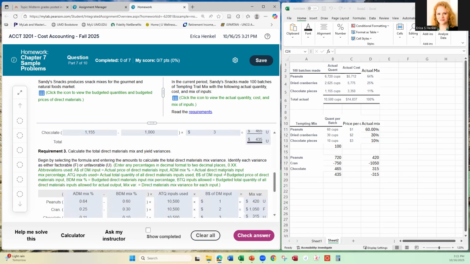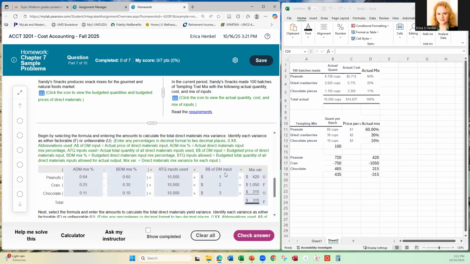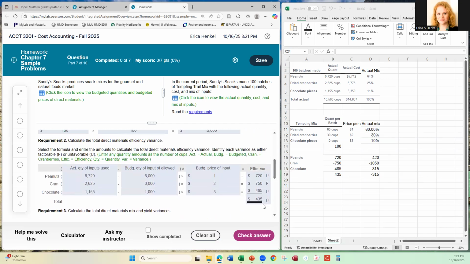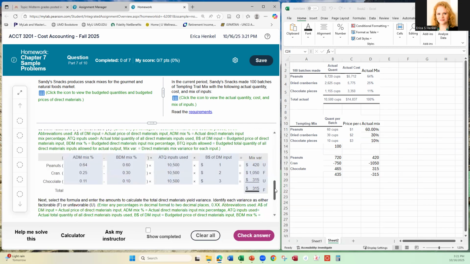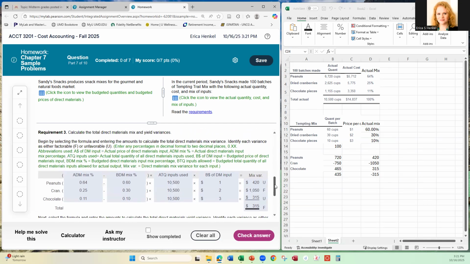unfavorable. Also during class, we did the mix variance, which is how much of that dollar value of efficiency variance is due to the percentage mix. So we took the actual direct materials mix percentage that was used. So here we used 6720, 2625, 1155, total of 10,500 cups.